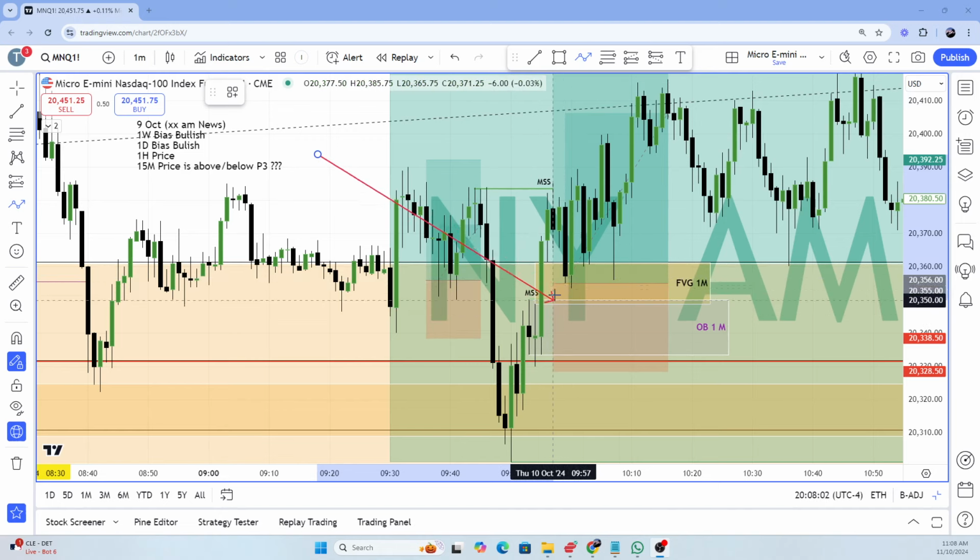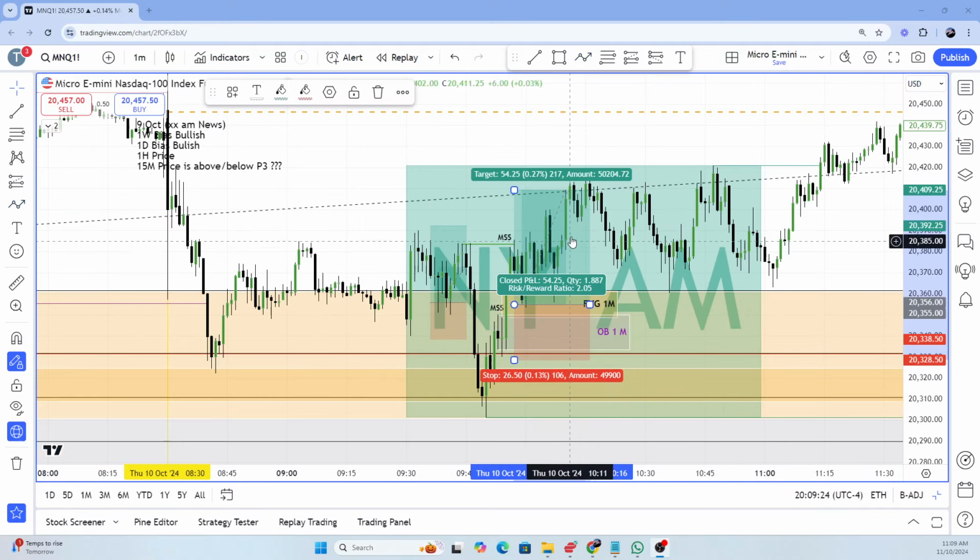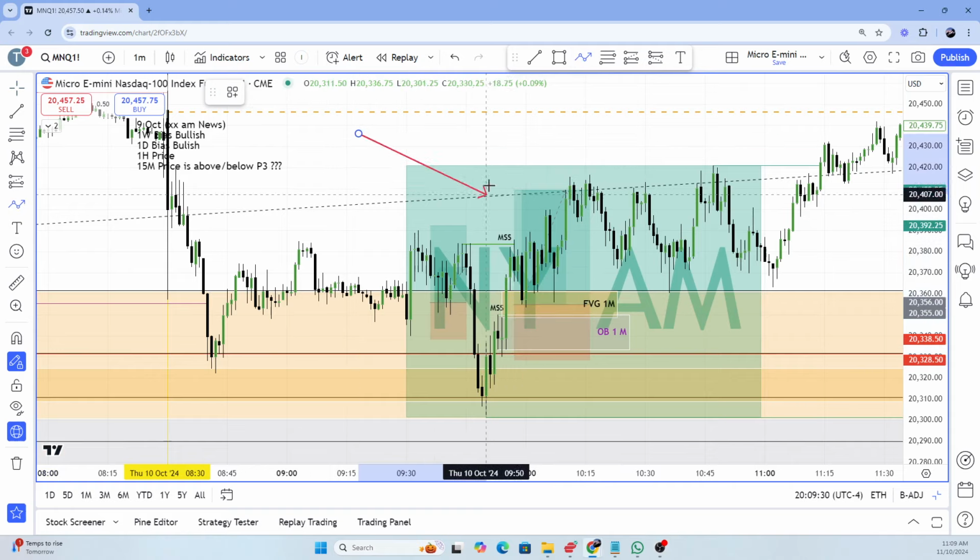So we adjusted the entry point so that we could initially get a 1 to 2 risk to reward ratio. That is why it was not taken here, but it was taken somewhere here. So initially we targeted 1 to 2 risk to reward. Let me show it to you. So you can see initially it's targeted 1 to 2, where we took some partial profits when the price reached here.